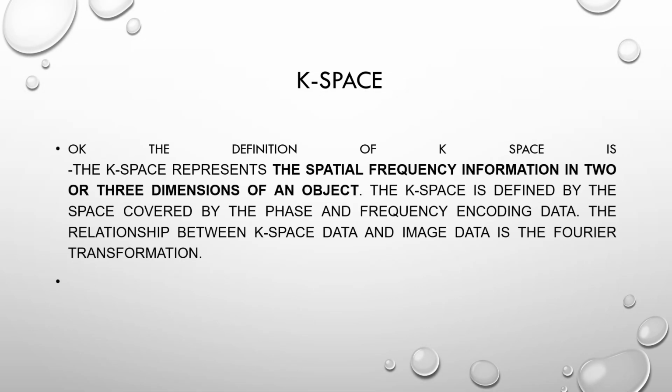K-space. The definition of K-space: the K-space represents the spatial frequency information in two or three dimensions of an object. The K-space is defined by the space covered by the phase and frequency encoding data. The relationship between K-space data and image data is the Fourier transformation.